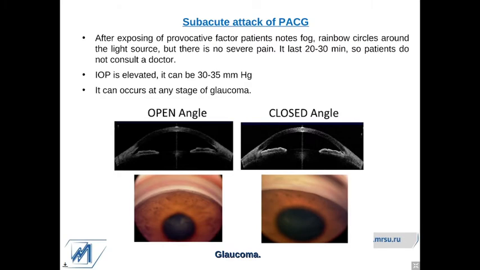About acute attack and subacute attack of angle closure glaucoma. After exposure to a provocative factor, the patient notes fog and rainbow circles around the light source, but there is no severe pain. It lasts 20-30 minutes, so patients do not consult a doctor. IOP is elevated, it can be 30-35 millimeters of mercury. It can occur at any stage of glaucoma.